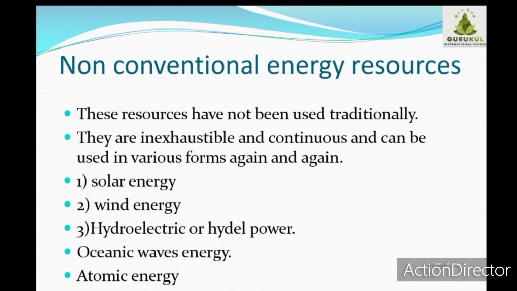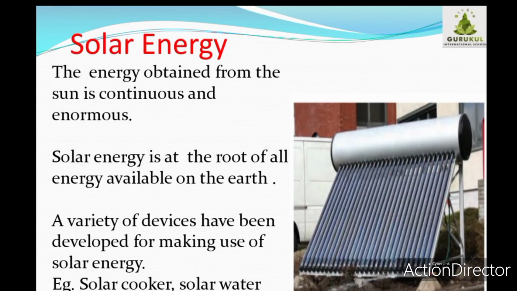Students, as we were discussing non-conventional energy resources, we have studied that these are not used traditionally, and these resources are also called renewable energy resources. It means we can recreate these energy resources, right? So today we will discuss these renewable energy resources in detail. First is solar energy, then we will discuss wind energy, tidal energy, hydel energy, oceanic waves energy, and atomic energy. Now first let's start with solar energy.